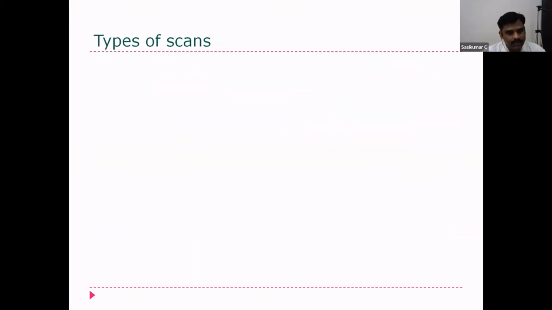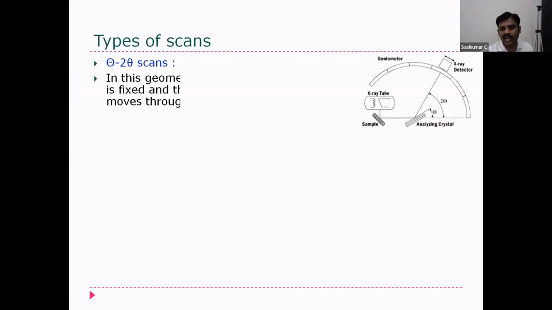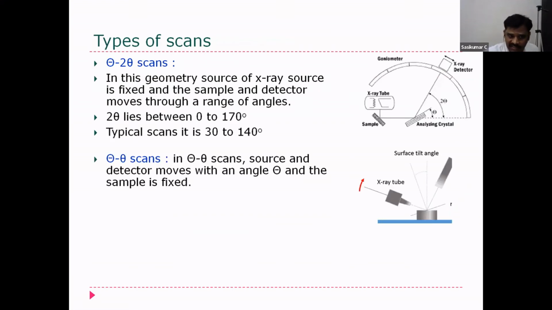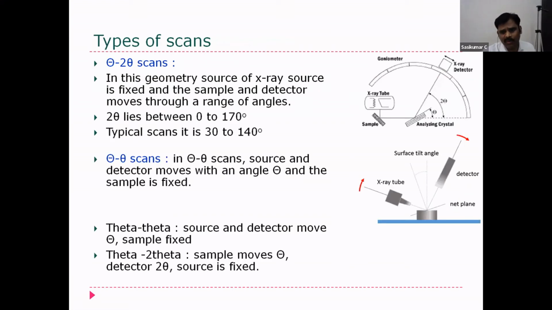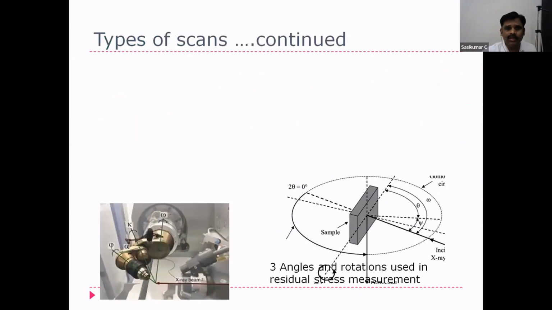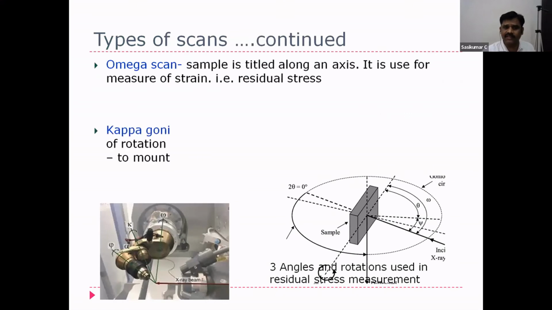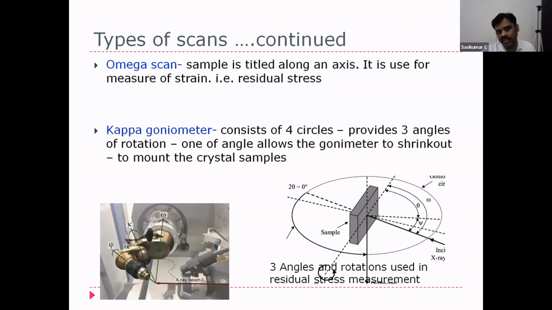There are different types of scans available. We have theta-2 theta scans, theta-theta scans, and omega scans. Other types of scans are available, which I will not go into in detail because of the time limitation. You also have different types of rotations: omega rotation, kappa rotation, alpha rotation, and pi rotation. Basically, you can rotate the sample in various directions.